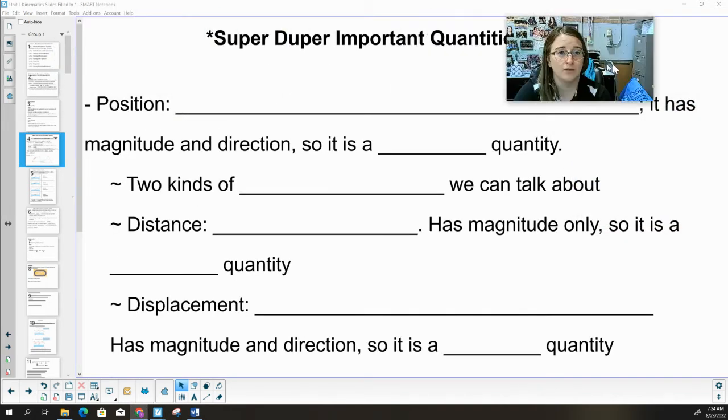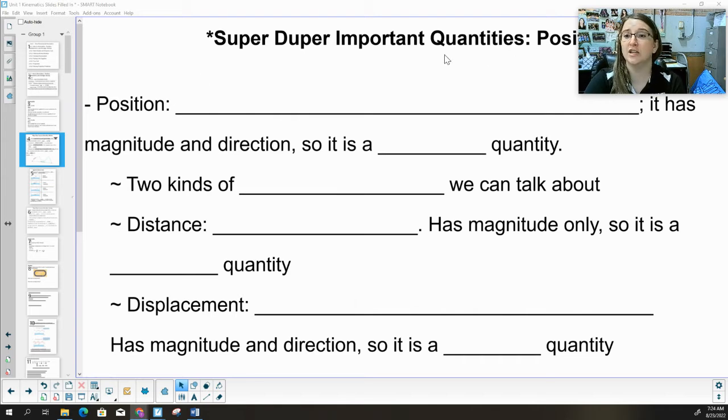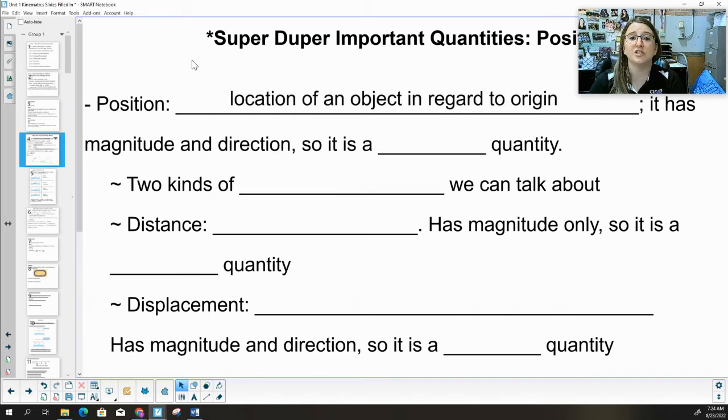So let's go ahead and talk about position. We're going to fill in these blanks here. Position is the first super important quantity, and position is the location of an object in regard to origin. We talked about in the buggy lab, your position was where is it at, where is it at. If I'm 10 meters away, 20 meters away, 30 meters away, it does have magnitude and direction, so it is a vector quantity.